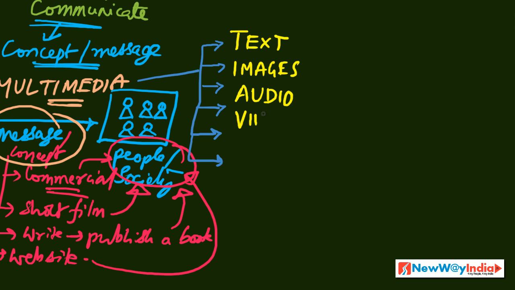Fourth one is video. The fifth one is CGI. There are five components: text, images, audio, video, and CGI. These are the fundamental components. CGI means computer generated imagery. That is what a CGI is. But these are the fundamental components of multimedia.